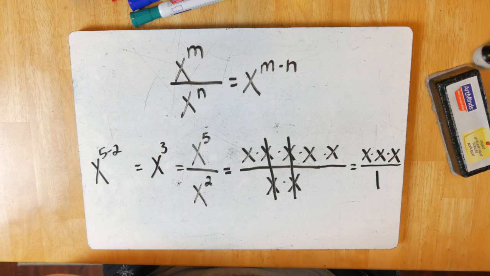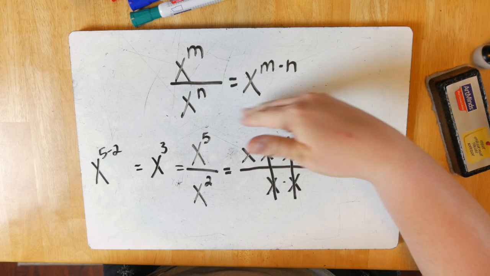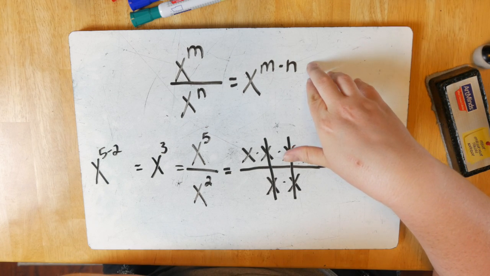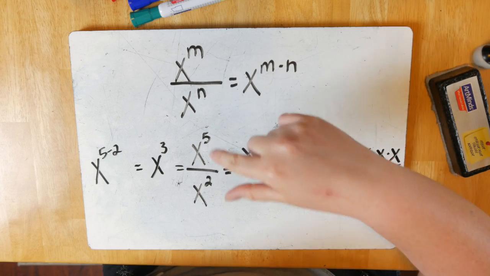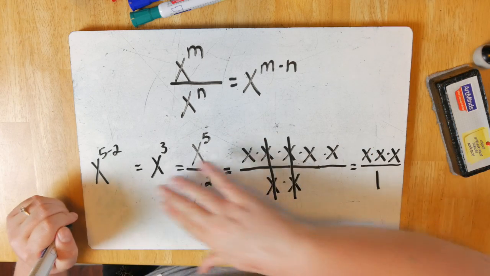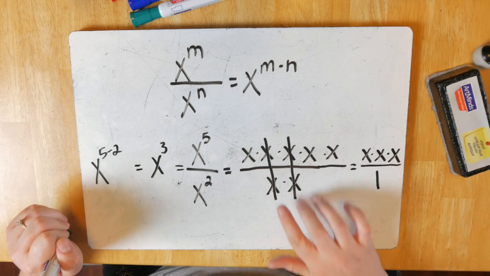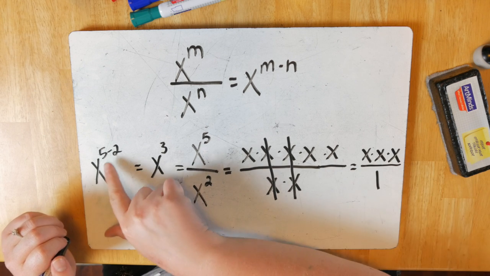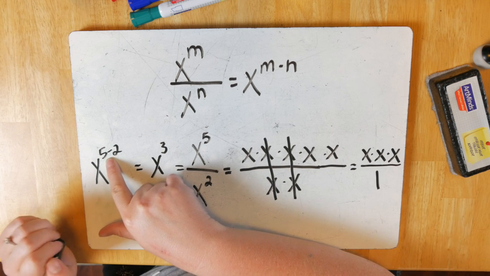So again, it's not just that someone decided that this rule was going to be the end-all be-all of dividing exponents of the same base. It's that it worked mathematically. We had the cancellations that resulted in the same thing as subtracting those exponents.